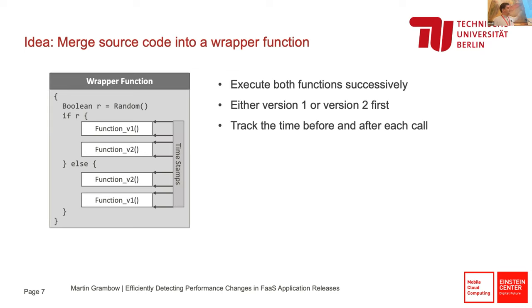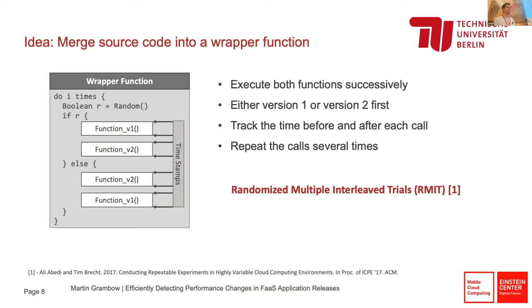In the next step, you track the time to get fine-grained measurements. And this could already work, because now you have an execution pair, a measurement pair between version one and version two. But why just one? Let's do a loop around it. And then you have multiple pairs, and this execution method is called randomized multiple interleaved trials.